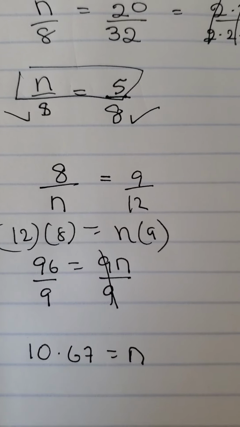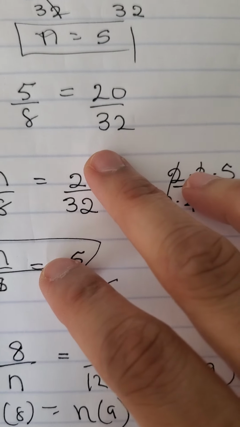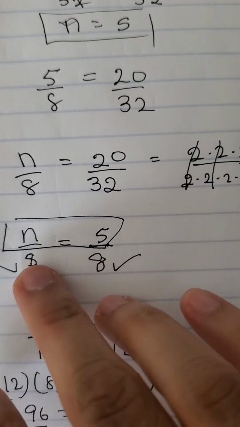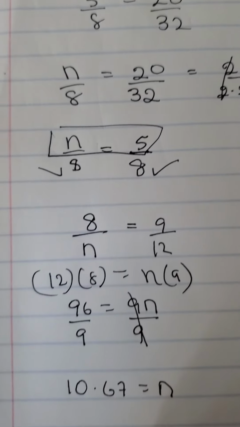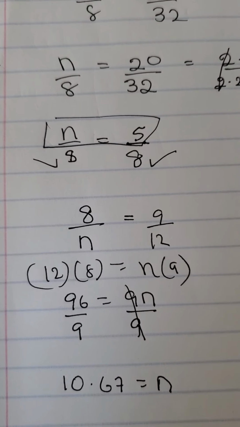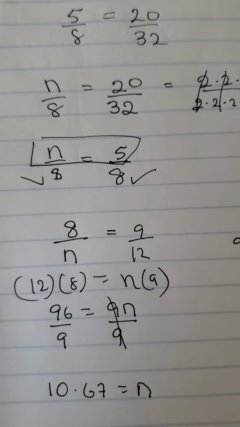So again, if you can reduce it and end up with the same denominator, then you know that the numerators are the same. But if not, cross multiplication will be your safest bet. All right, good luck.